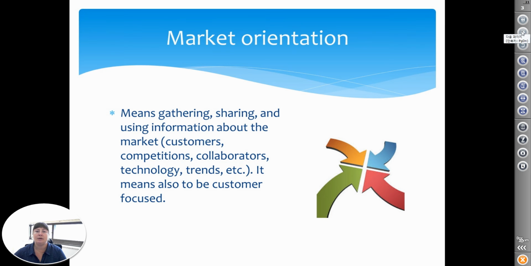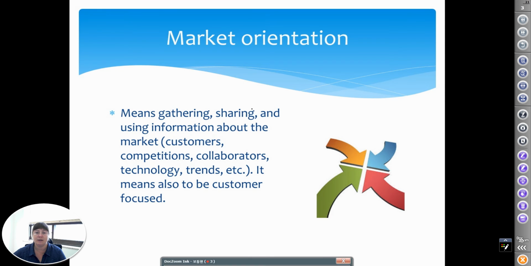So what does market orientation mean? It means gathering, sharing, and using information about the market. It's very important that we are not only trying to gather information, but also we have to share this information, and you can see this activity inside the definition, and also use information. What does it mean to use? It means that we submit this information into our decision process, and we can modify our strategy using these decisions. We can improve our strategy.